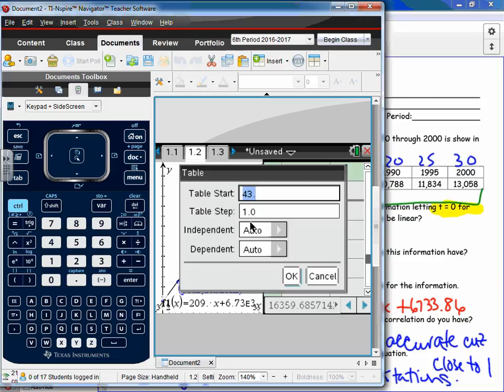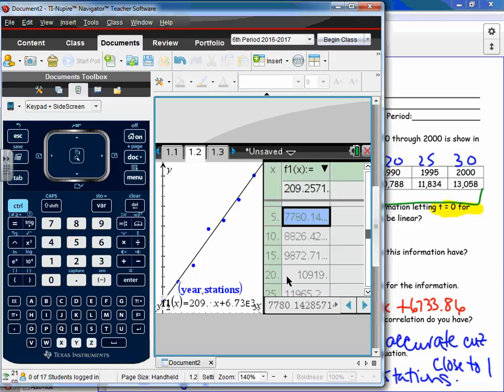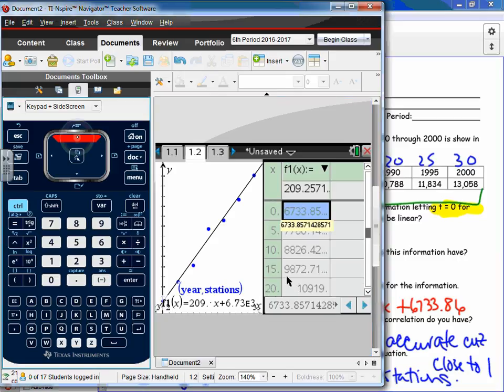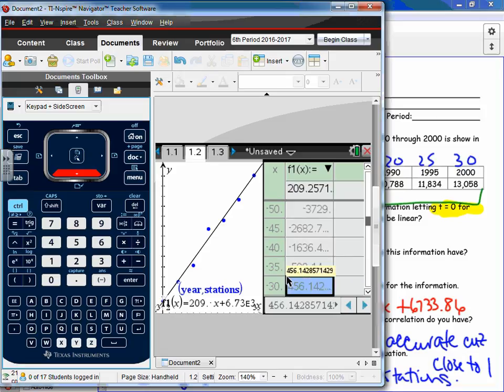And it's going to say, well, where do you want this table to start at? We want it to start at 0 and hit Tab. And how do we want it to go by? We want it to go by units of 5. So my steps are going to be 5. And we're going to hit OK. So what we just did is we made, oh, stop. My calculator has a mind of its own sometimes.